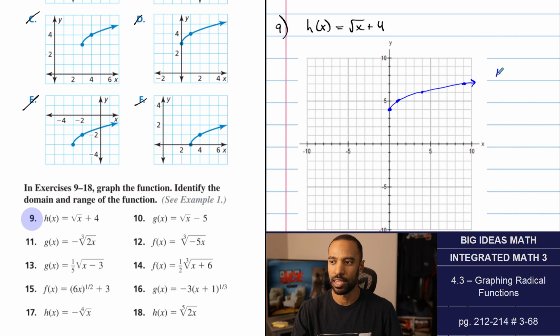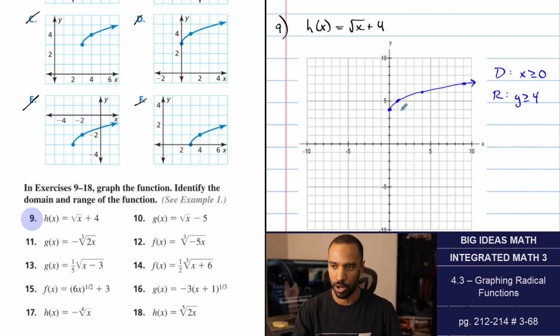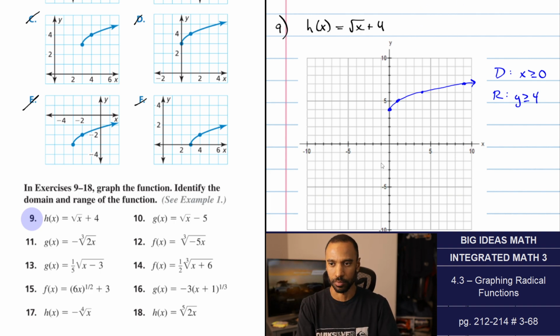The domain of this is not all real numbers. It's x is greater than or equal to 0. As it makes sense, you can only plug in numbers you can take the square root of, 0 or larger, but that's it. The range is affected by the plus 4 here. The y values are 4 or larger. Only 4 or higher are the points that appear on the graph.